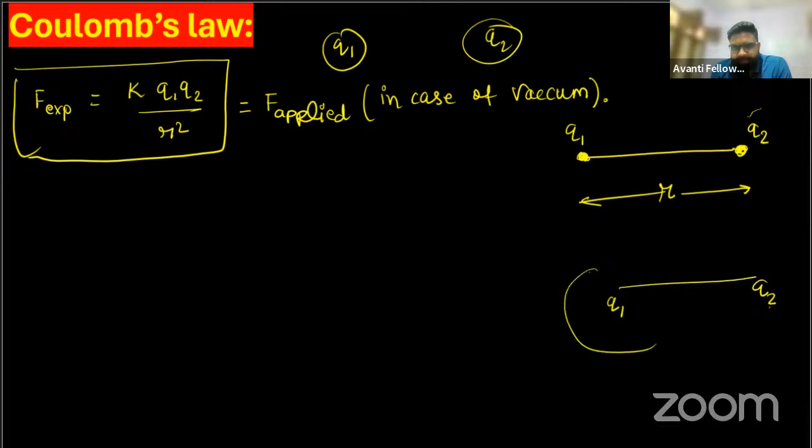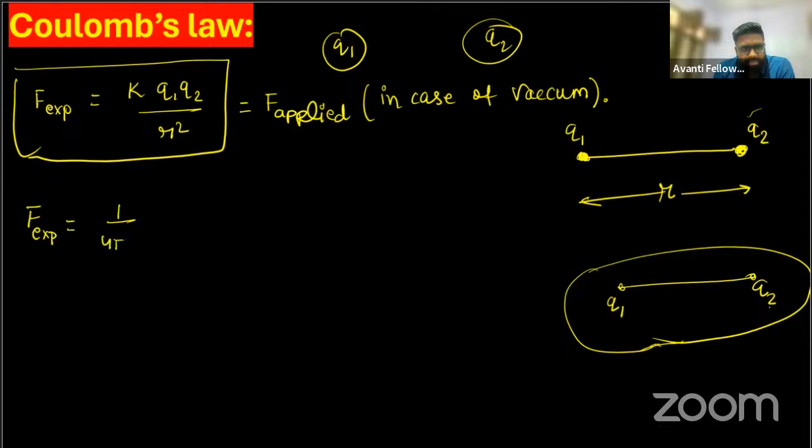ठीक है, now if this system q1 and q2 is placed in some medium, so in that case force experienced will change, and it is equals to 1 upon 4 pi epsilon. This k you can also write here 1 upon 4 pi epsilon naught. Epsilon naught is the permittivity of free space.